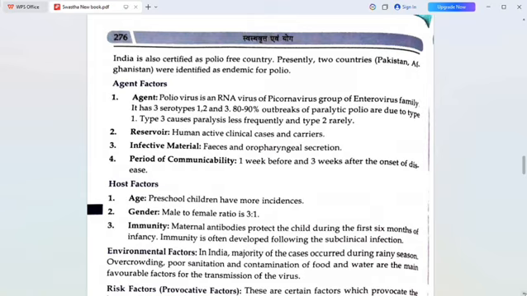Then the environmental factors. In India, the majority of cases occur during the rainy season. Overcrowding, poor sanitation, and contamination of food and water are the main favorable factors for the transmission of the virus. So, unhygienic conditions are the main cause of this virus spreading.